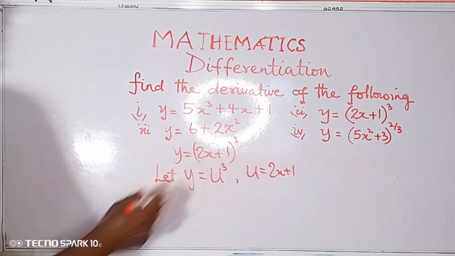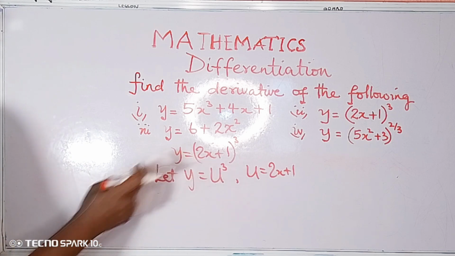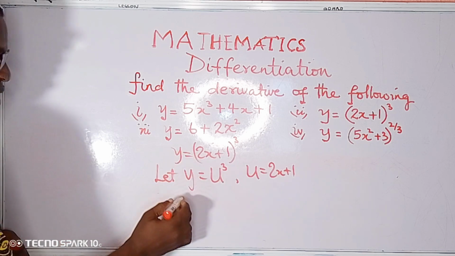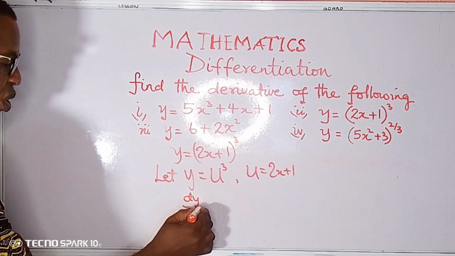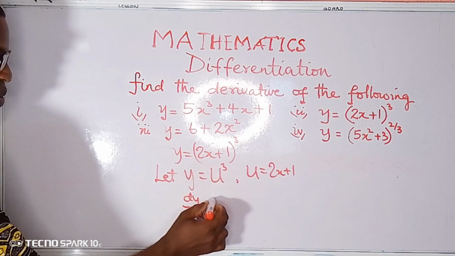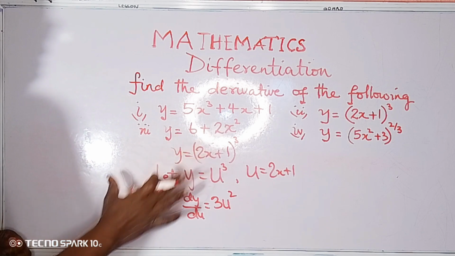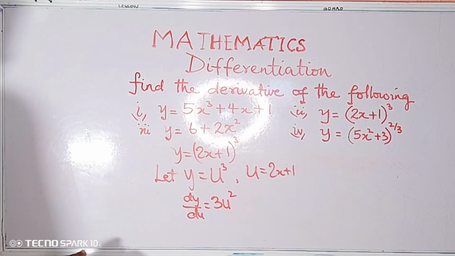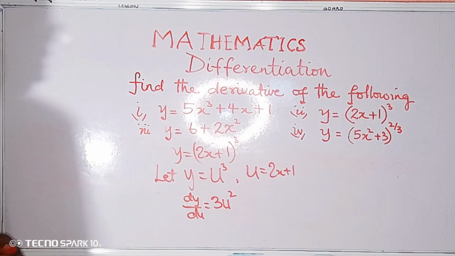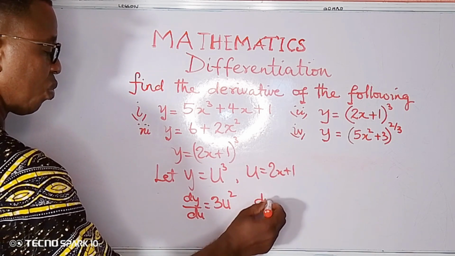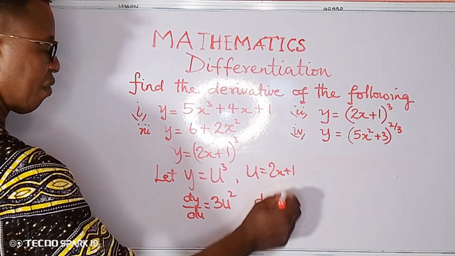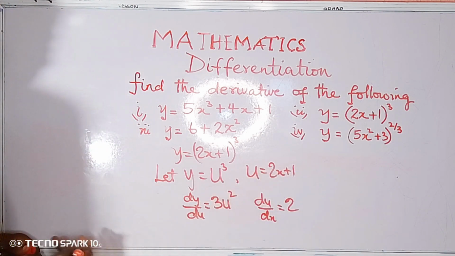So I'm substituting 2x plus 1 with what? U. So here, let's differentiate y with respect to u. If we do that, you are going to have 3u raised to the power 2. I hope you know that, learning from the basics, from the rules of differentiation, that will be 3u raised to the power 2. Okay, differentiating u with respect to x, that will give us what? 2. Remember that this is a constant and it will be 0.